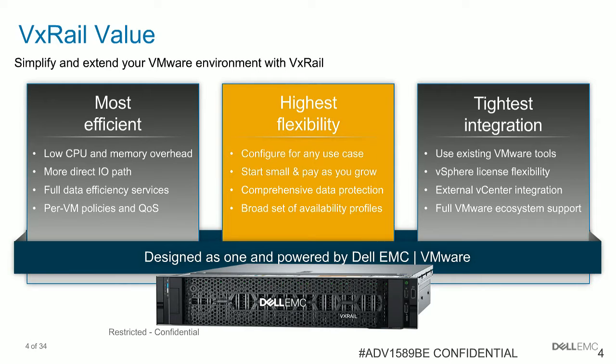And also with regards to integration, we can use existing VMware tools. We have flexibility with regards to vSphere licensing, and we also have an option of using an external vCenter. So when you deploy your VxRail infrastructure, each one comes with an internal vCenter, but there is an option to use an existing vCenter you may have in your infrastructure. But a point to note there is that the VxRail Manager VM, there is an option to export that or use an existing one that would need to be run from within the infrastructure.